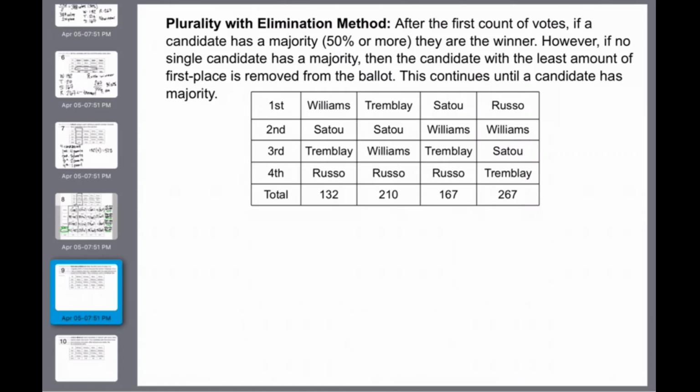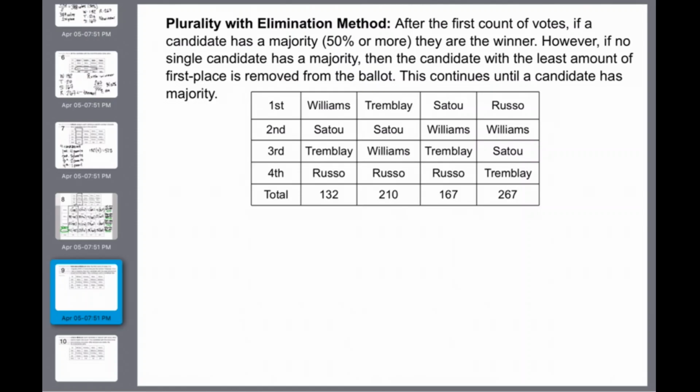When we learned about the plurality method in our previous video, the candidate with the most votes wins, no matter if they get a majority or not. That was the original plurality method. But now we have an adjustment on that with an elimination piece.